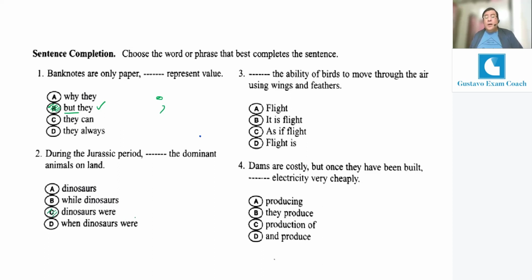What about the other one, the 4th one? During the Jurassic period, when dinosaurs were the dominant animals on land, okay, we have a subordinate clause, but a subordinate clause needs an independent clause. Where would that independent clause be? There wouldn't be any independent clause, so D is not correct, okay? C is the best option.